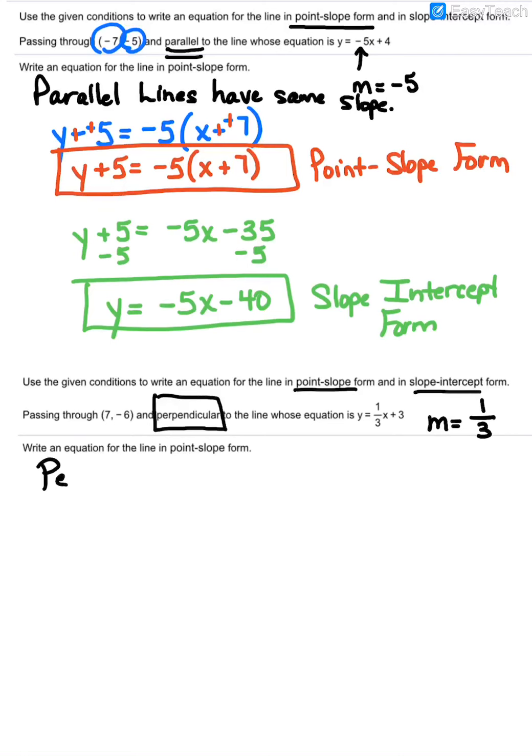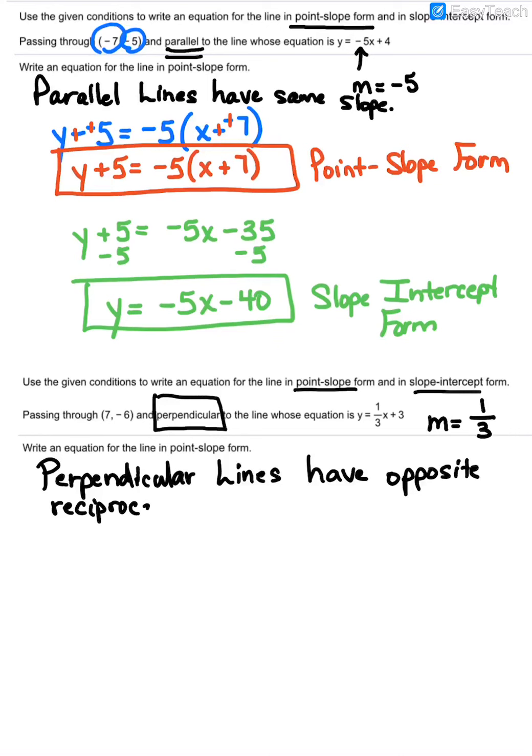So what you have to know about perpendicular lines, so to be perpendicular means they intersect at a 90-degree angle, and in order to do that, perpendicular lines have what we call opposite reciprocal slopes. And so picture-wise, if you think of one line, notice that one's going up, it would have a positive slope. In order to intersect it at a 90-degree angle, you have to have another line that's going down, so it would have a negative slope. So that's why we say opposite.